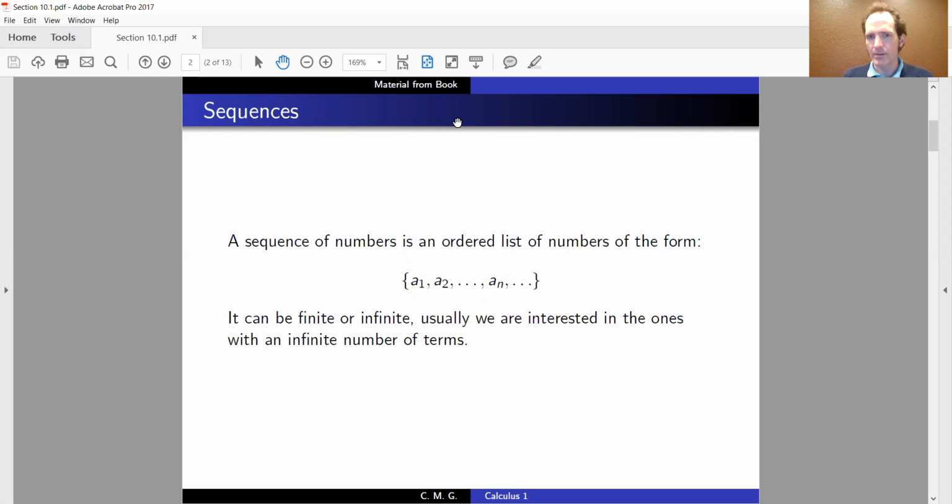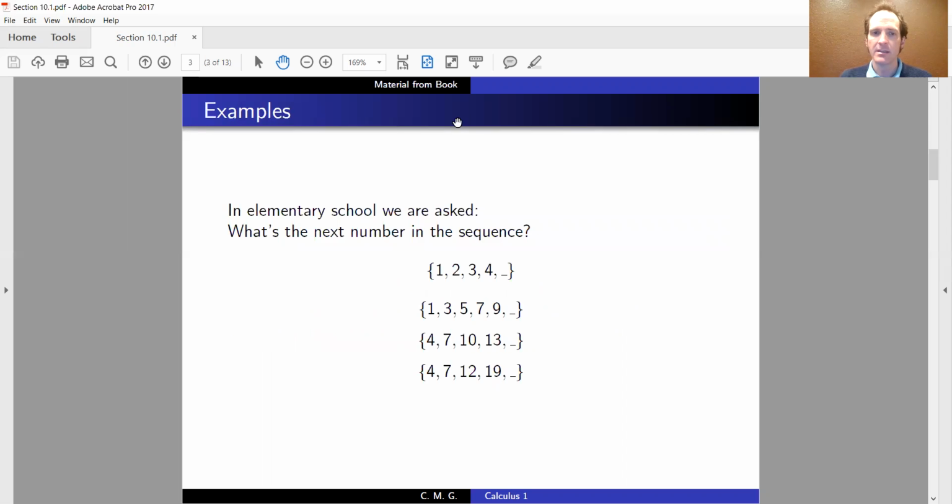Importantly, they're ordered. So there's a first term, a second term, a third term, a fourth term, a fifth term, and they appear in that order. So you can't rearrange them and have the same sequence. The sequence changes if you've rearranged them.